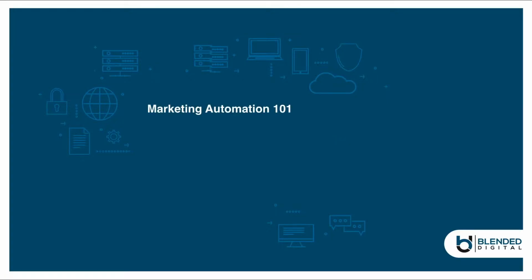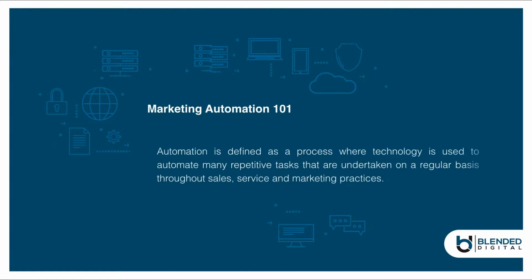Let's have a look at Marketing Automation 101 and what the actual definition is, and you'll see you are very close. Automation is defined as a process where technology is used to automate many repetitive tasks that are undertaken on a regular basis throughout sales, service, and marketing practices. What I actually want to talk about is the benefits of automation as it is now.